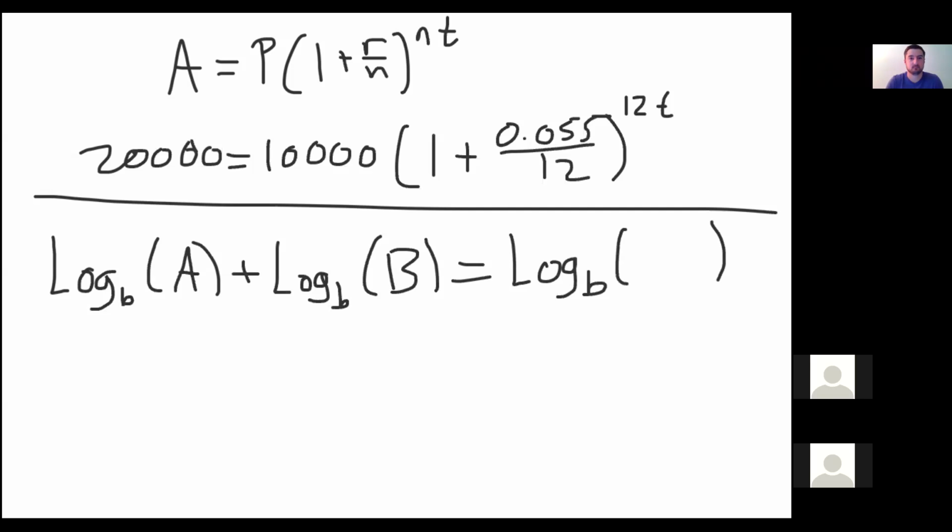A over B. Not a over b, but that is one of them. This one is a times b. So if I'm adding the logs together, I can combine them by multiplying what's inside. This rule comes from being the inverse of this exponential rule.